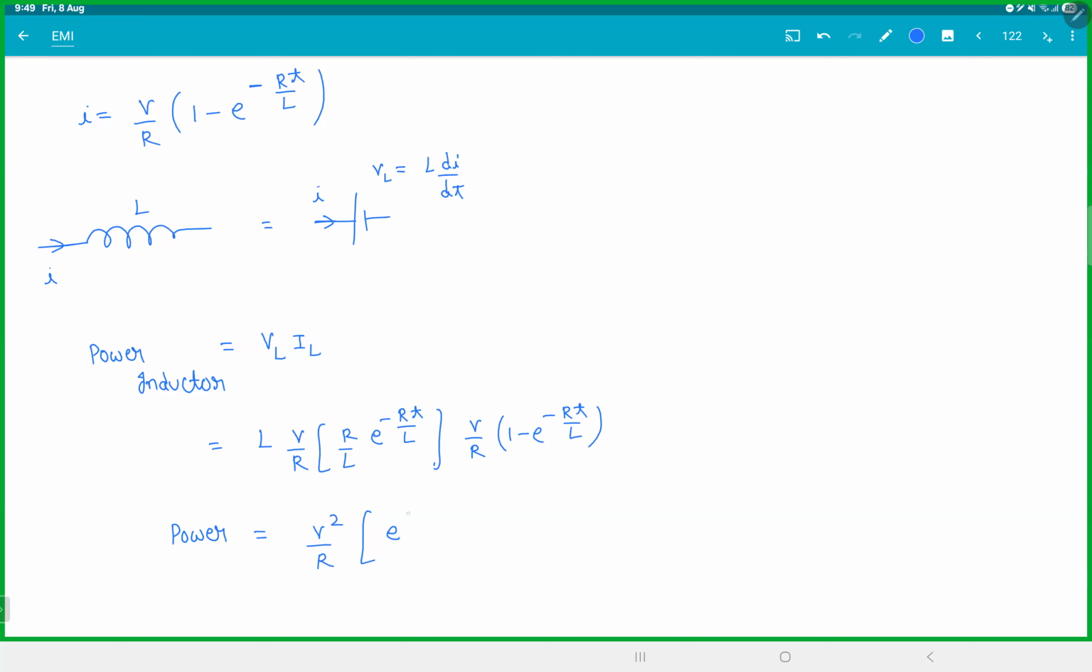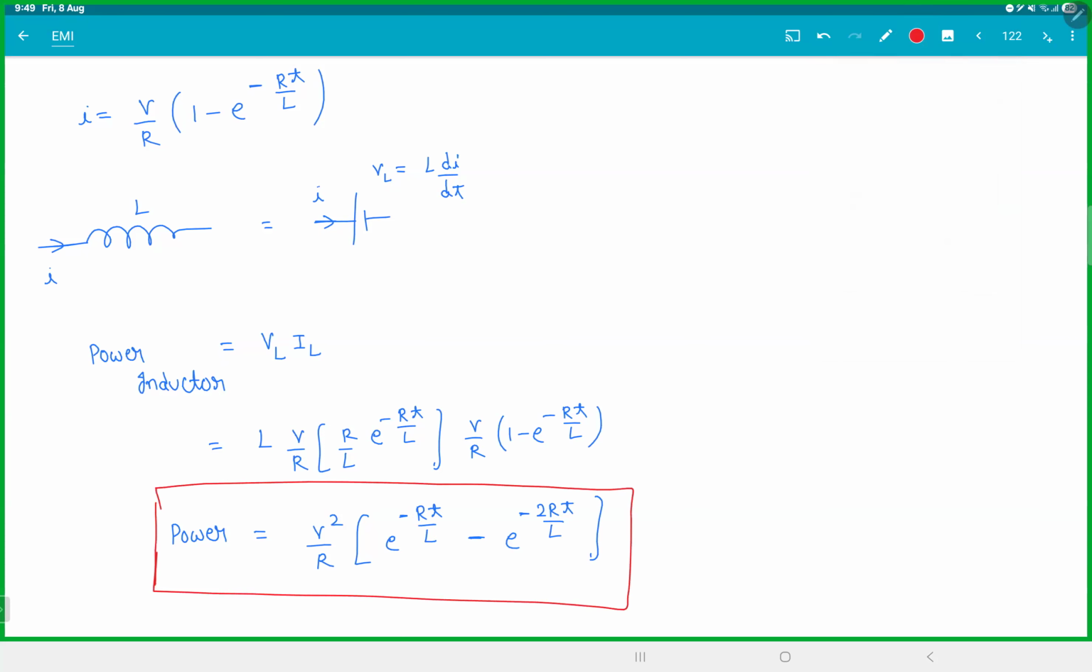So we get power is equal to V square by R into e power minus RT by L minus e power minus 2RT by L. This is your power at time t, everyone. This itself is another question: what is the power in the inductor at time t?